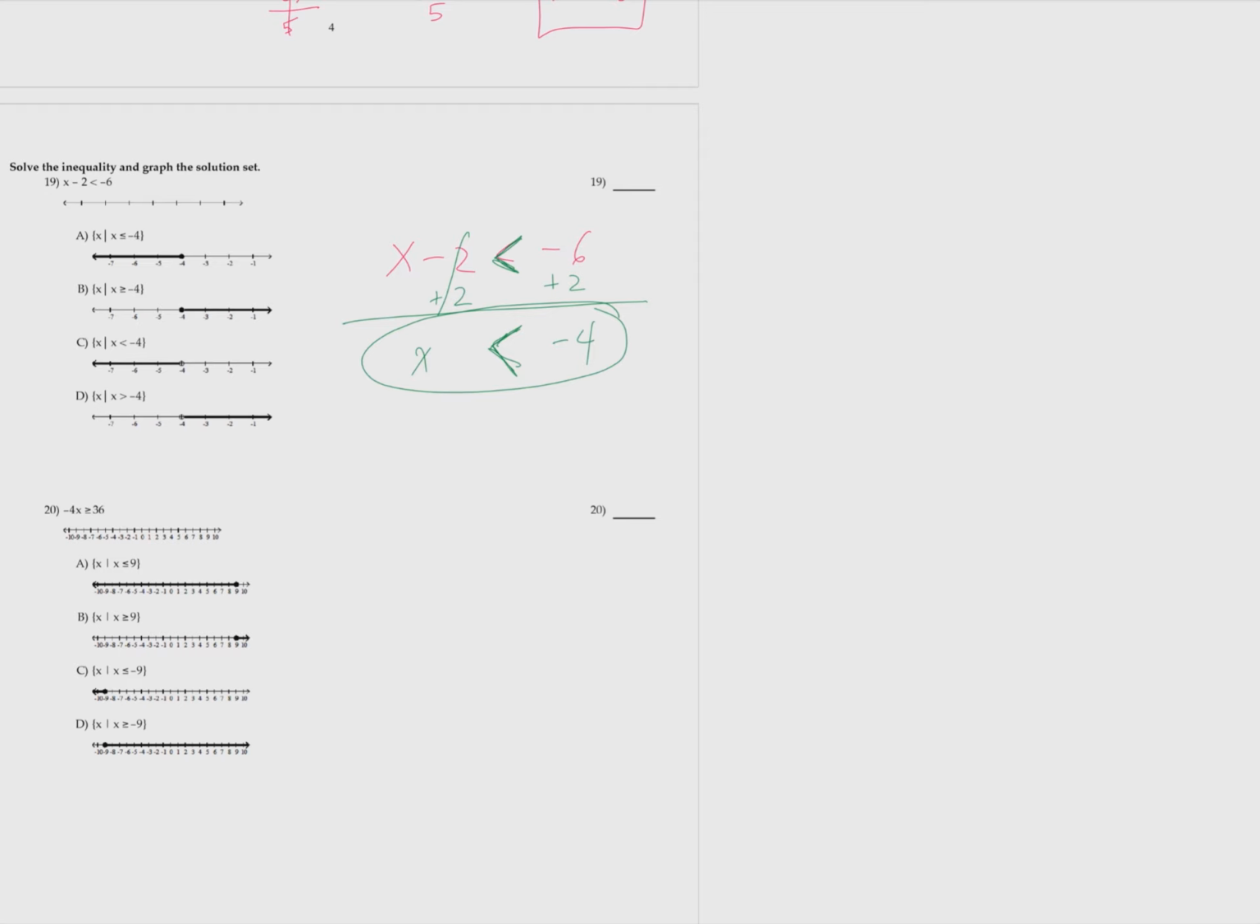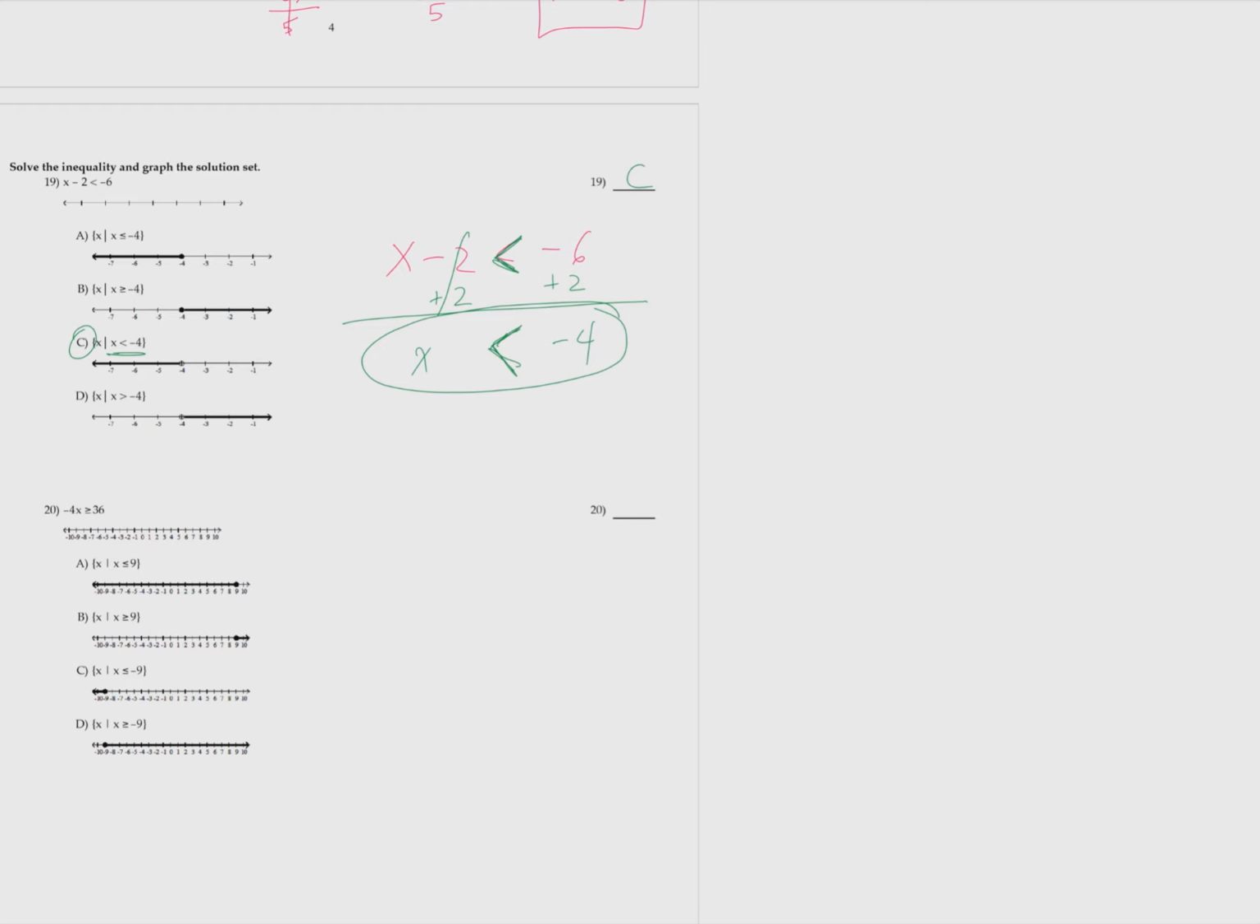Now, I know you see the graph, but you don't really need to worry about that because the choices are all different. So the answer is x is less than negative 4, C. You guys see that? The graph, if you know how to do it, that's even better. But if you don't, it's not really required. It is multiple choice. Alrighty.